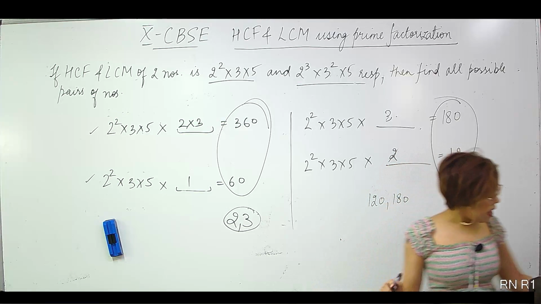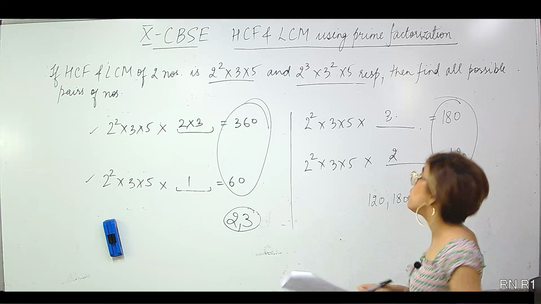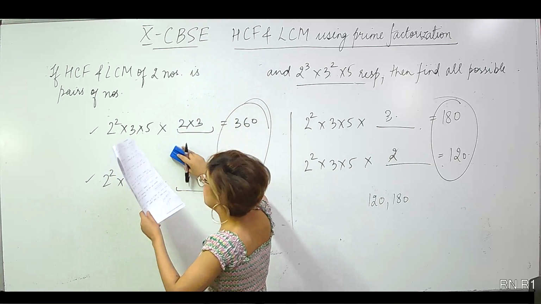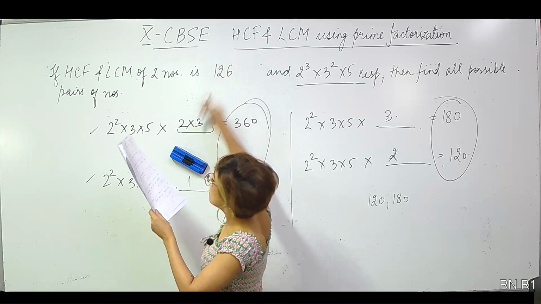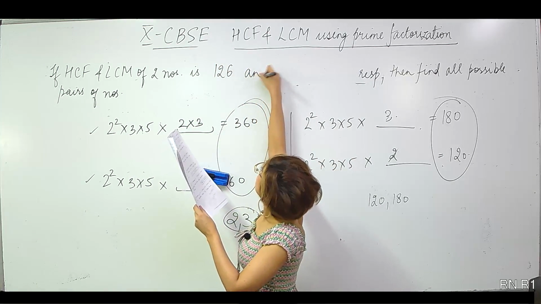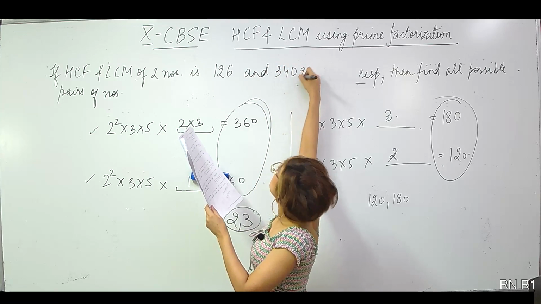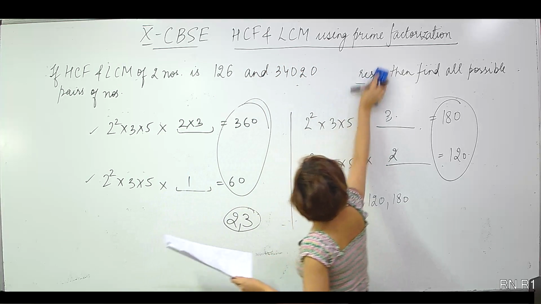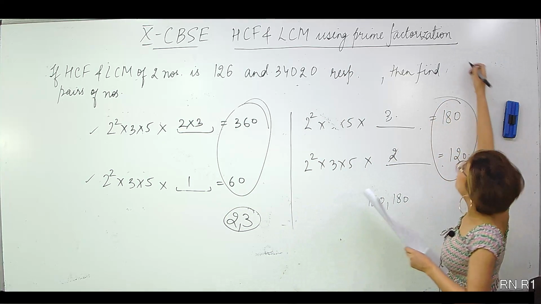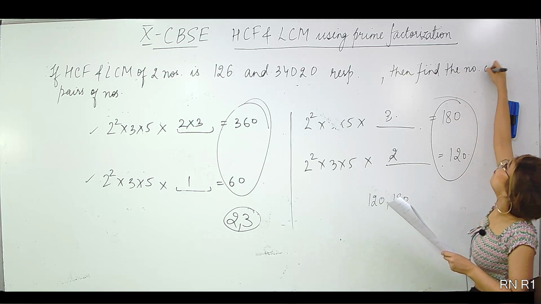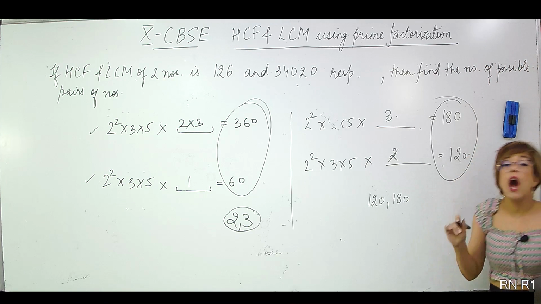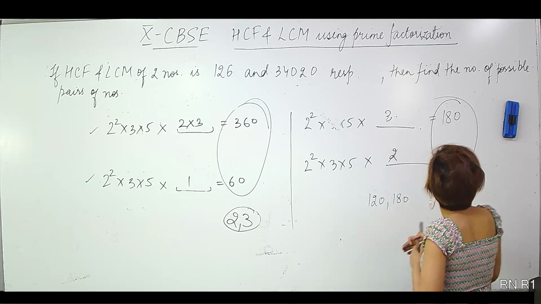Right? Now, on to the last question of the class. If the HCF and LCM of two numbers are 126 and 34,020 respectively, find the number of possible pairs. Now you don't need to write the pairs, you just need to write how many there are.